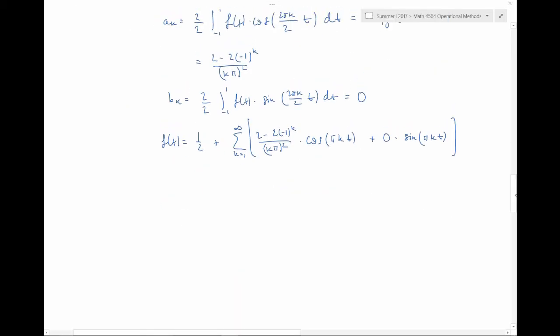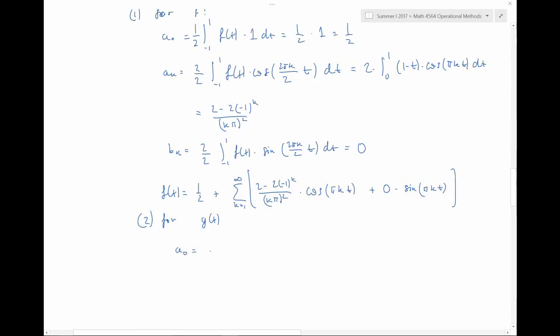Let's talk about the function g. Coefficient a0 is just going to be 1 over L, the integral from -1 to 1 of g of t times 1 dt. Very easy to see that both halves of the function g will cancel each other out, and we're going to get a zero integral.